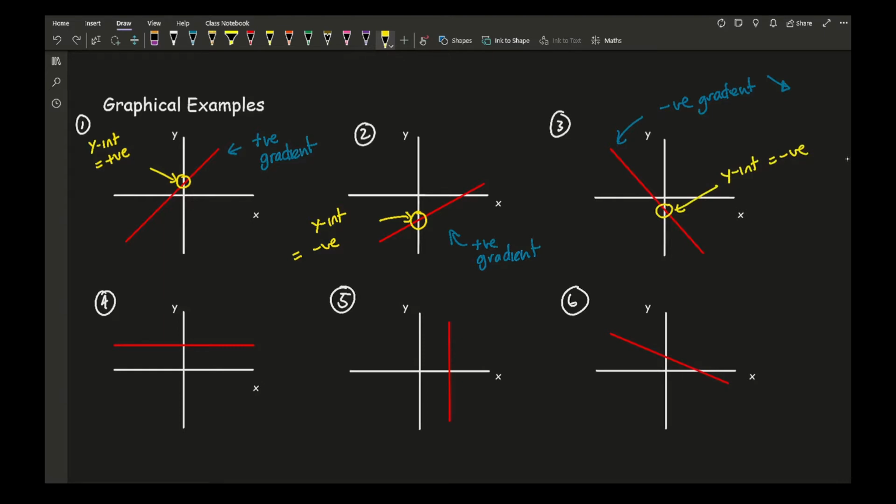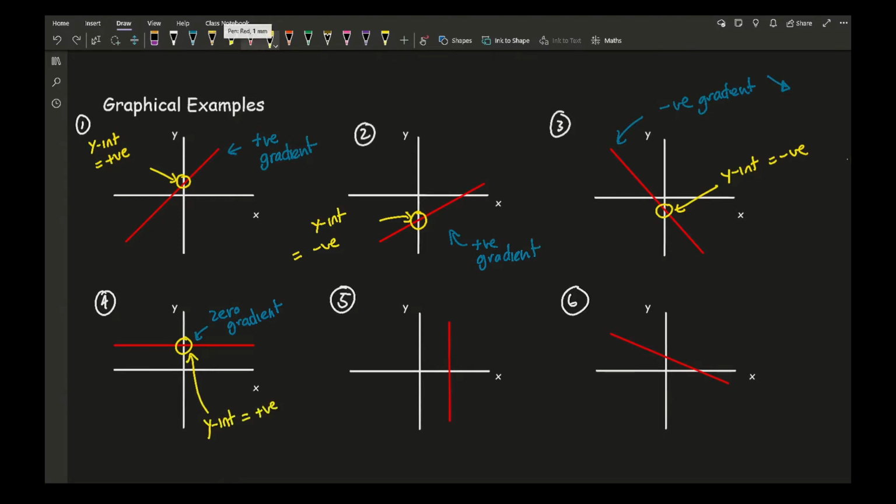Now in graph 4, I've got 0 gradient because it's a flat line. It's going to be 0 gradient because there is no steepness. It's just a flat surface. So it's 0 gradient, and the y-intercept is going to be positive. We do have a y-intercept which is positive because it's above the x-axis.